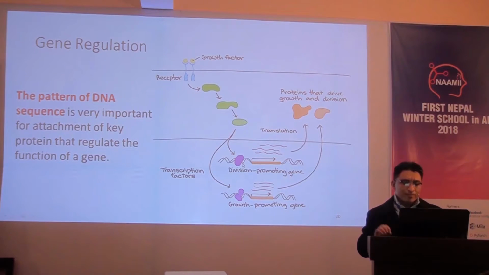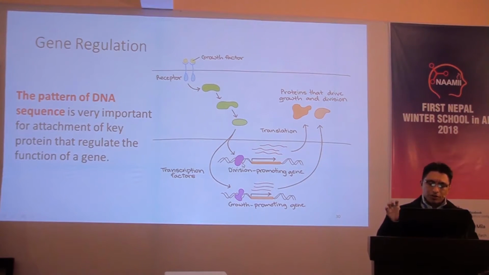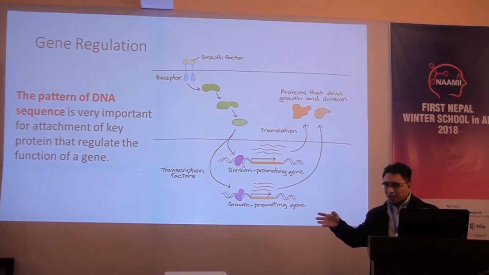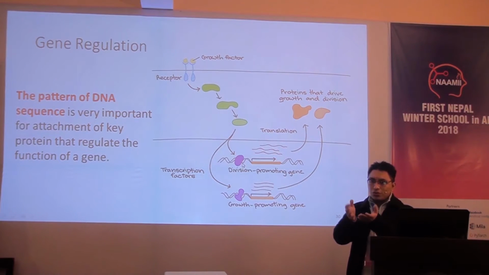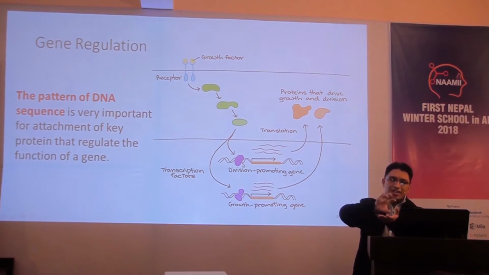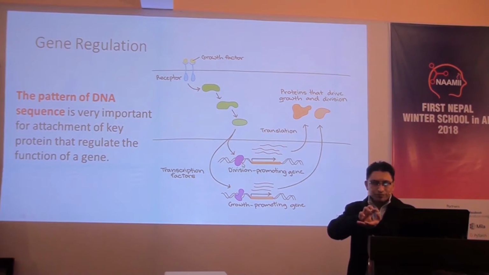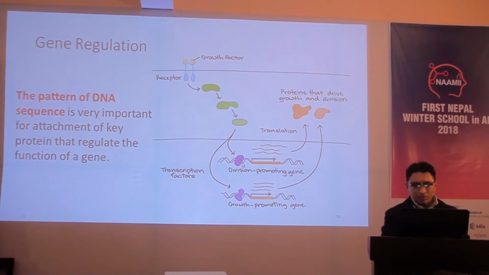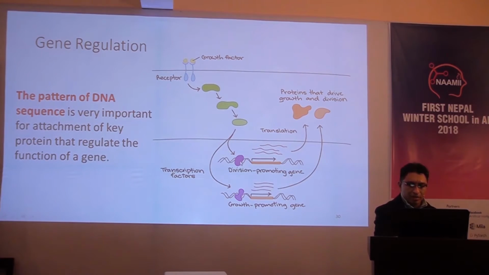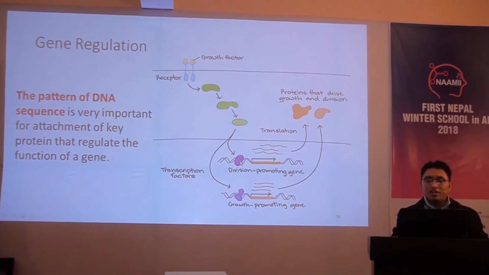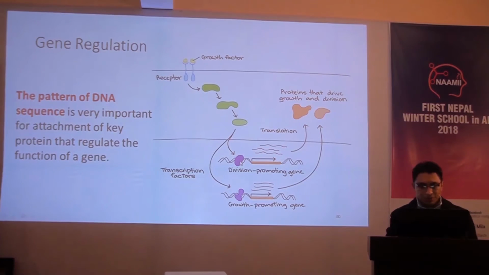So also the pattern of sequences that I talked about, the combination of A's, T's, C's, and G's, is essential to know where those transcription factor proteins bind to the DNA. So there are different problems. One of the problems is to know the patterns of DNA where those transcription factor proteins bind, and to hunt those patterns, different machine learning tools are being used.